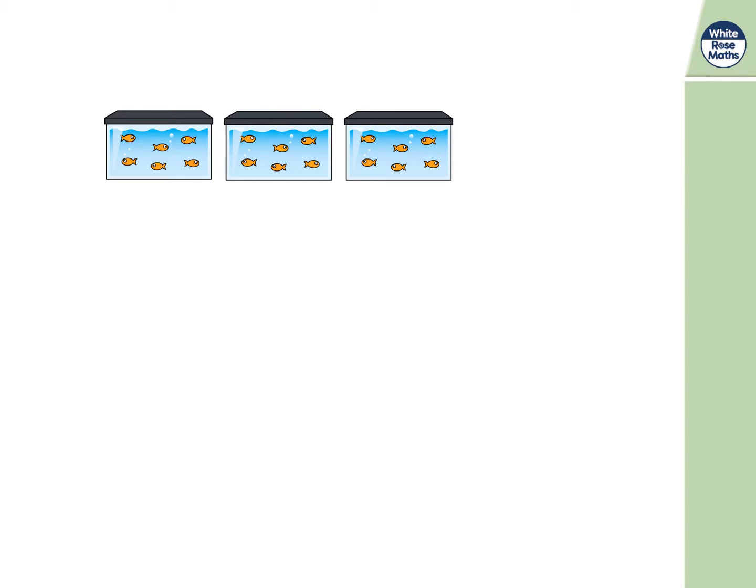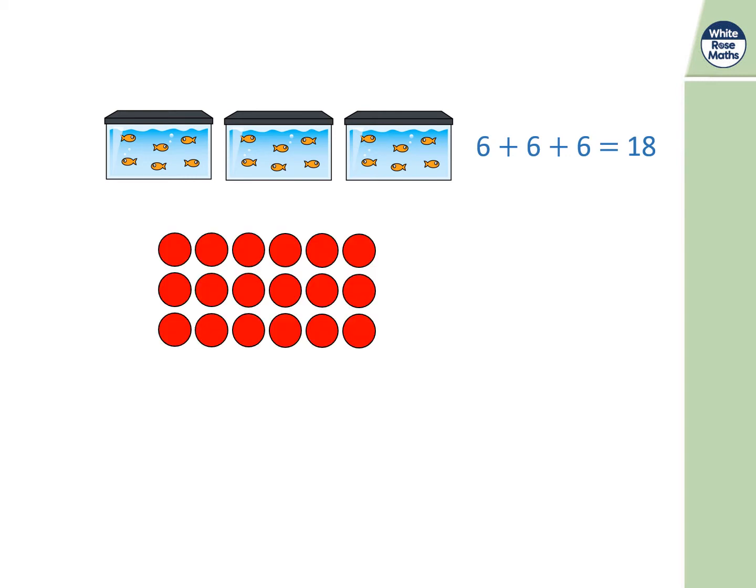Okay, so let's have a look at different ways that you could have done it. So you could have done repeated addition. 6 plus 6 plus 6 equals 18. Or you could do an array. So you're doing 3 rows with 6 in each row. So 6 in each row, 1, 2, 3, 4, 5, 6. So you have 1 row of 6, then you do another row of 6, another row of 6.